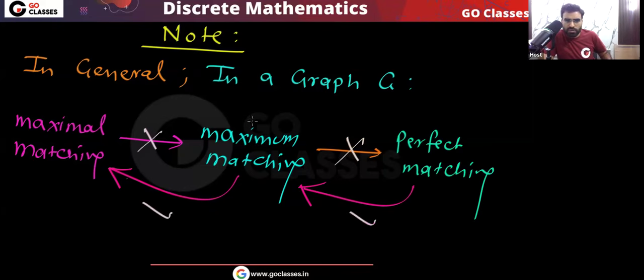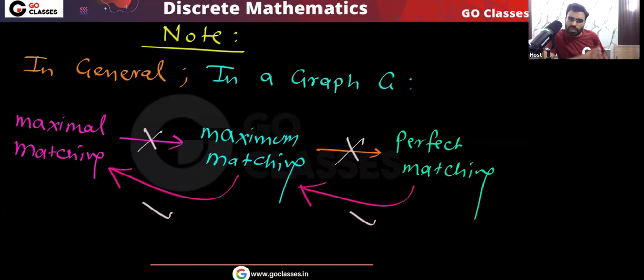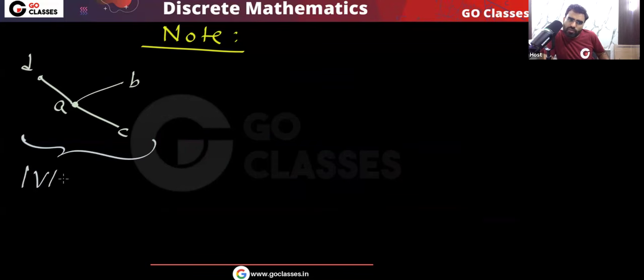Let me give you a counterexample, a graph where a maximum matching is not a perfect matching, and we also have an even number of vertices. Consider this graph. Let's assume we have vertices A, B, C, D. You can notice that the number of vertices is even.